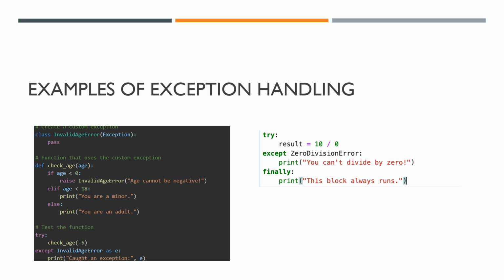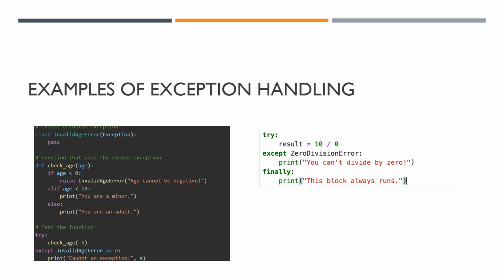This second example demonstrates Python's built-in try, except, and finally structure. We tried to divide 10 by 0, which raises a ZeroDivisionError. Instead of letting the program crash, we catch the error with the except block and print a friendly message.